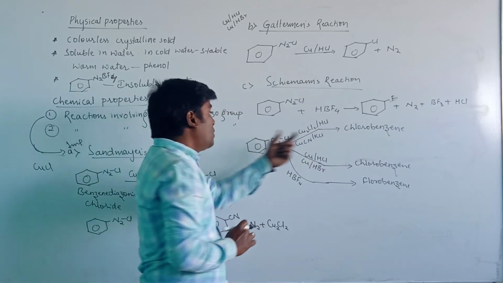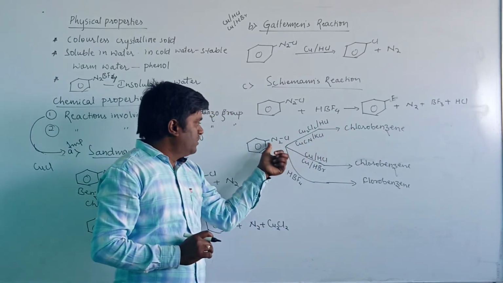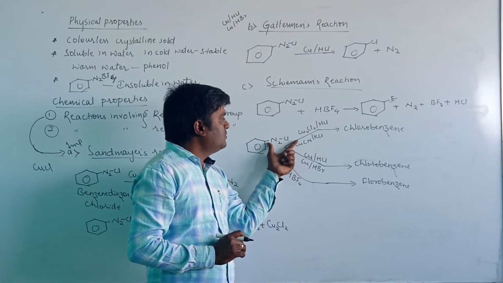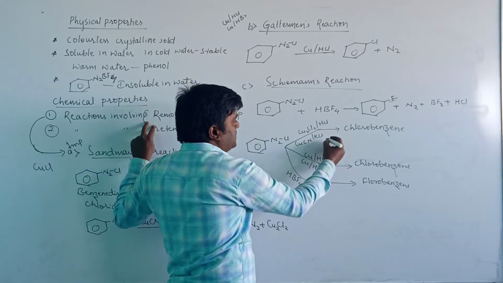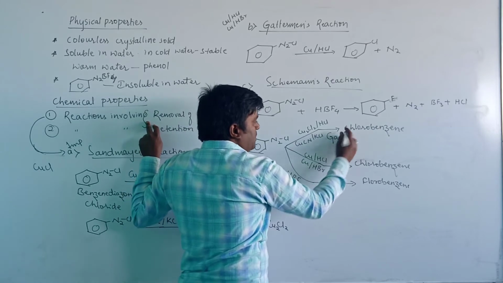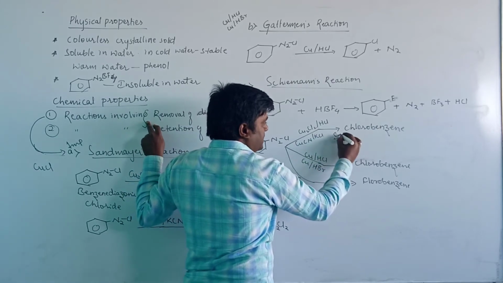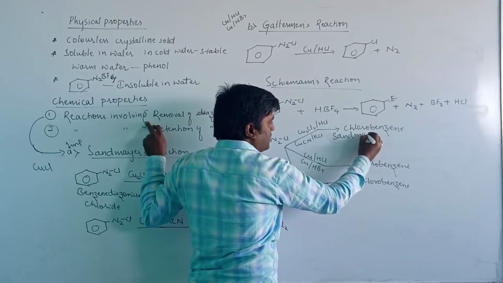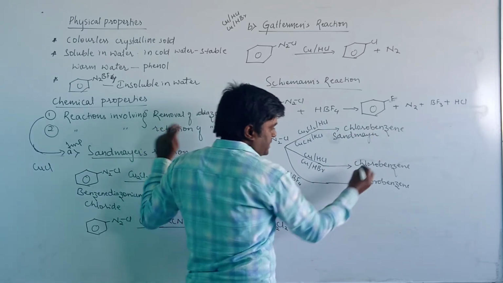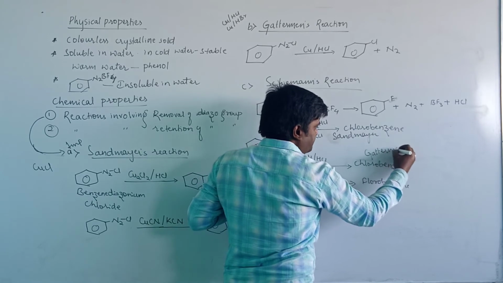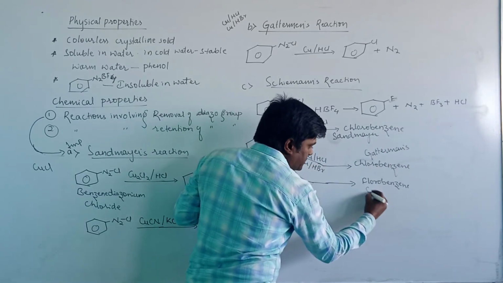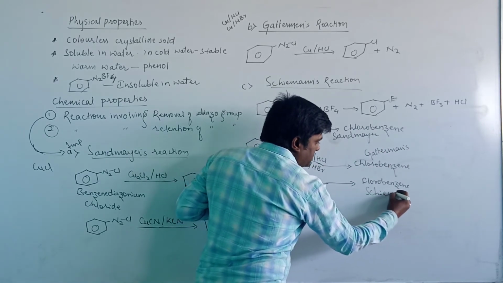When the diazonium chloride reacts with cuprous chloride, then it will give the compound called chlorobenzene. This reaction is known as Sandmeyer reaction. This reaction is known as Gattermann's reaction, and this reaction is known as Schiemann's reaction.